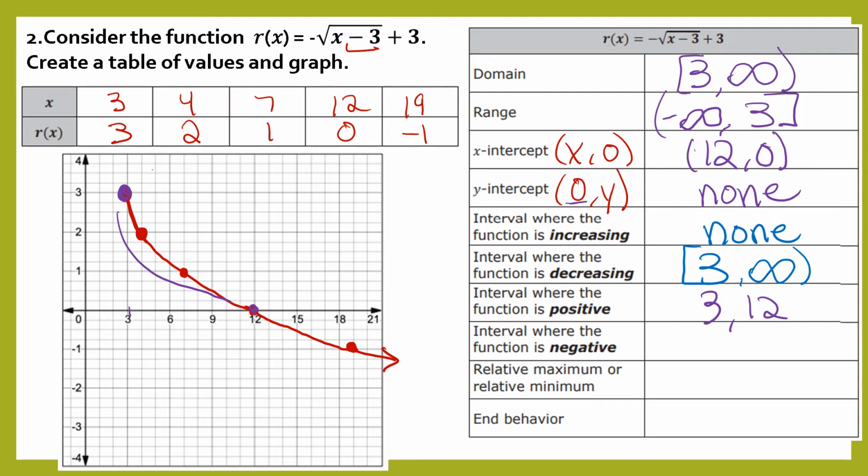Am I going to put a bracket or a parentheses around 3? Bracket, yep. It's way above the x-axis. We're going to include it. It's a horrible bracket. Here we go. 12, am I going to put a bracket or a parentheses?